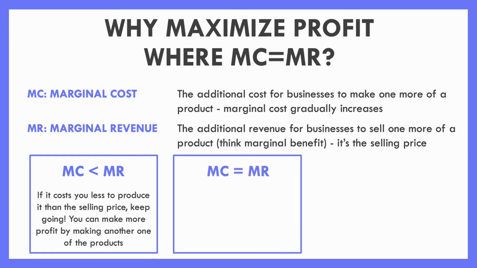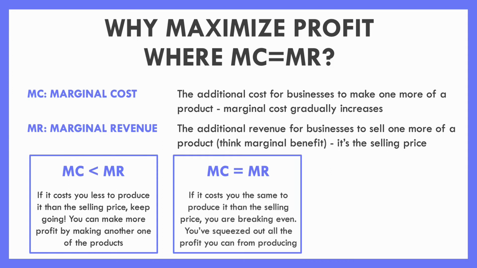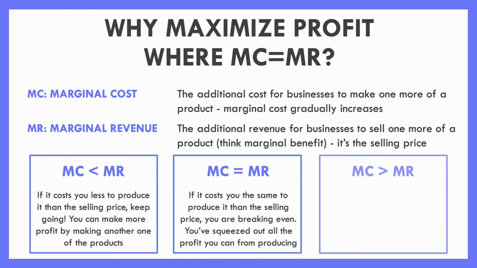Now, we'll eventually get to a point where our marginal cost is equal to our marginal revenue. And remember, we said once these things get equal, if it costs us the same to make it as we're selling it for, we're breaking even. So we've squeezed out all those little bits of profit from each additional pizza that we're making up to this point wherever they're equal. But remember, we said we don't want to go past the point where our marginal revenue is equal to our marginal cost.